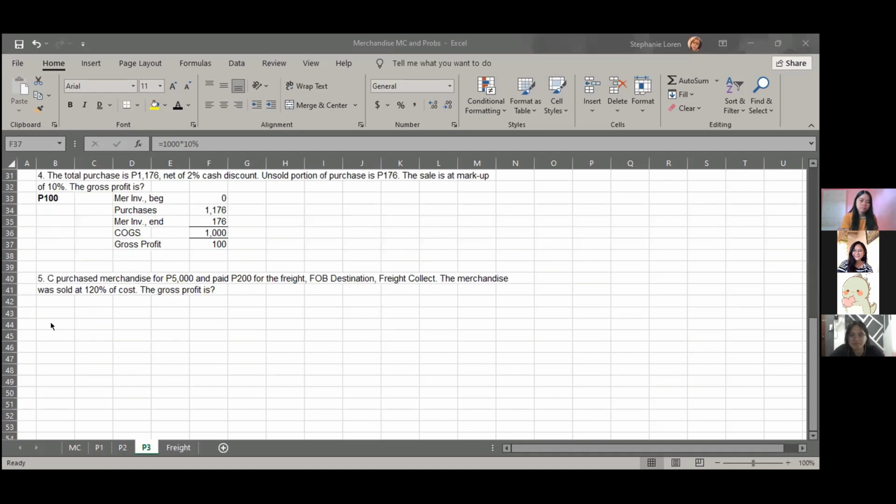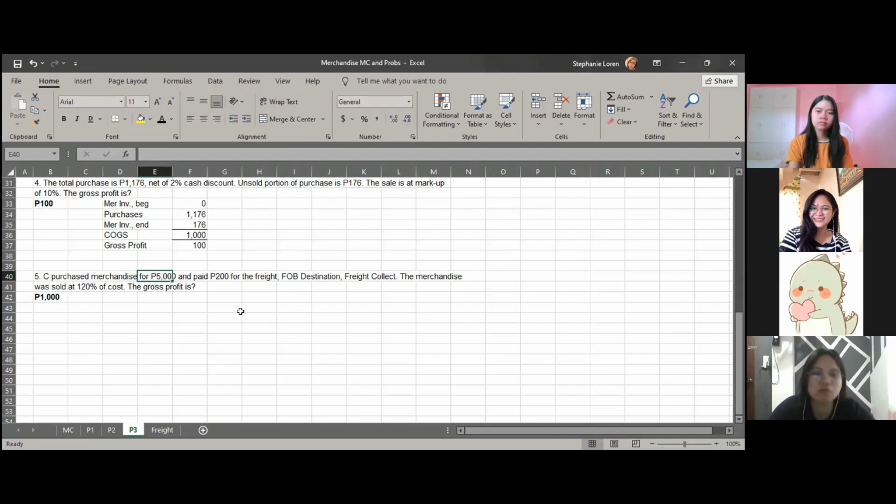Bilisan ko na, sorry. So, for the last problem, sige, sagutan ko na to. Number 5, C purchased merchandise for 5,000 and paid 200 for freight. FOB destination freight collect. The merchandise was sold at 120% of cost. So the gross profit, the answer is 1,000. So bakit 1,000 and ano yung connection nitong FOB tsaka freight collect? So, nag-purchase ka ng merchandise for 5,000. So, yung cost ng purchases mo is 5,000. Ngayon, nagbayad ka kaso ng freight. The freight terms are FOB destination, freight collect.